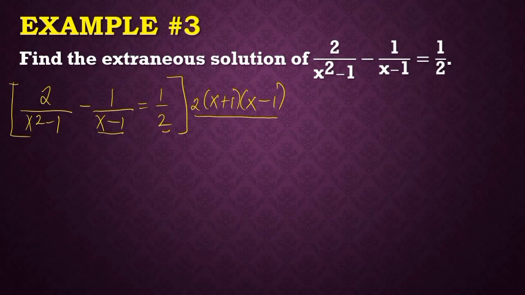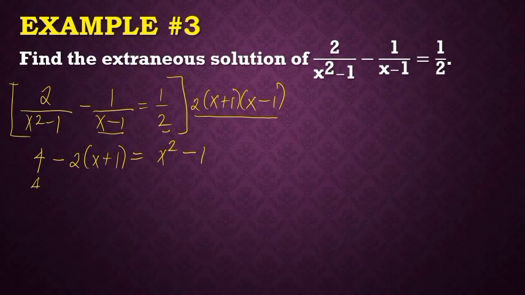So, para matanggal yung mga denominators. So, dito muna tayo sa 2 over x squared minus 1. So, makakancel po yung x squared minus 1 kasi yung product ng x plus 1 tsaka x minus 1 is x squared minus 1. So, matitira na lang po is yung 2. So, 2 times 2, that is 4. And then minus, so sa pangalawa naman, 1 over x minus 1, ang makakancel dito is x minus 1. And then matitira yung 2 times x plus 1 equals, so dito naman sa 1 half, makakancel yung 2, matitira yung x plus 1 tsaka x minus 1 na pwede natin i-multiply as x squared minus 1.